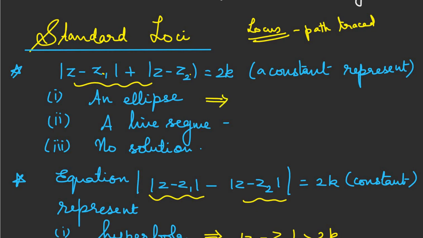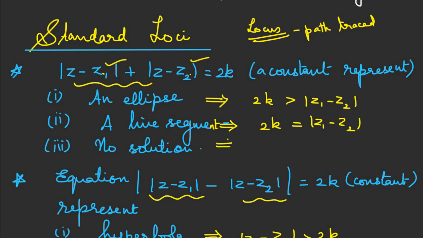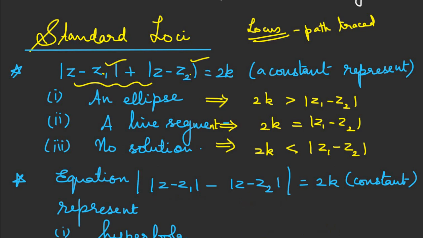This is an ellipse if the 2k value is greater than modulus of z1 minus z2. It represents a line segment if z1 and z2 are the two given points and 2k is equal to modulus of z1 minus z2, and it has no solution if this 2k value is less than the modulus of the difference between the given 2 points.